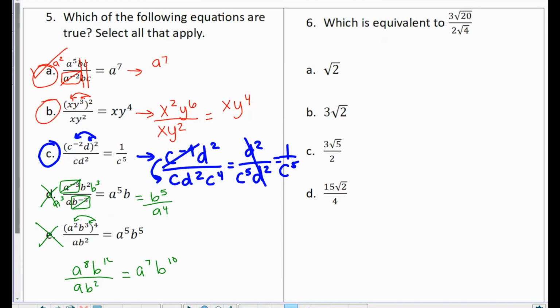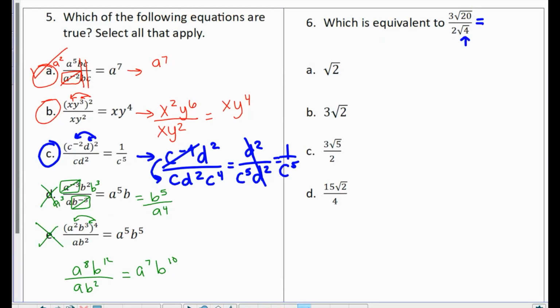All right, let's go to number 6. Number 6 says, which is equivalent to 3 square root of 20 divided by 2 square root of 4. All right, so let's start by, well, I already know the square root of 4.